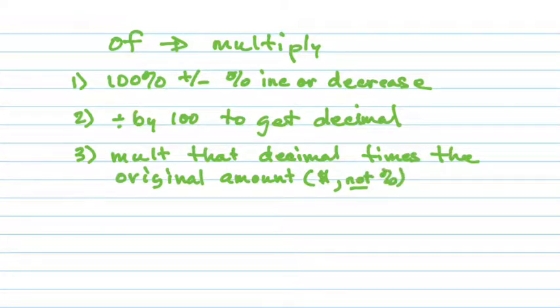Right? So when I'm talking about the original, I'm talking about the original cost or the original number of people or whatever your original thing was. Okay? Not the percent. So add or subtract from 100, change it to a decimal, then multiply that decimal times your number. Couldn't be easier. Yes? Is the original not 100%? Always 100%. Yeah. You bet.